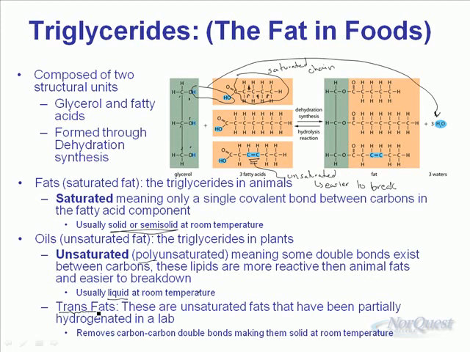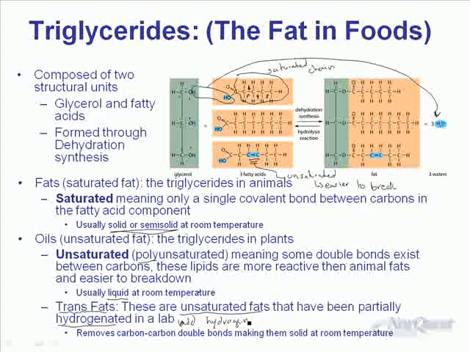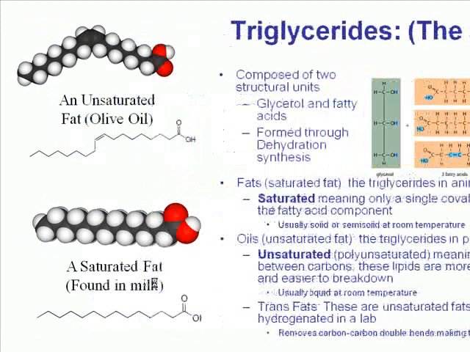Trans fats, these are unsaturated fats, so they sound like they should be good for us, that have been partially hydrogenated in the lab. Hydrogenated means add hydrogen. And what this does is it makes the compound more stable, and in terms of food, it gives food a longer shelf life when it's sitting on the shelf in a box. So what happens is it removes the carbon-carbon double bonds, making these fats more stable.